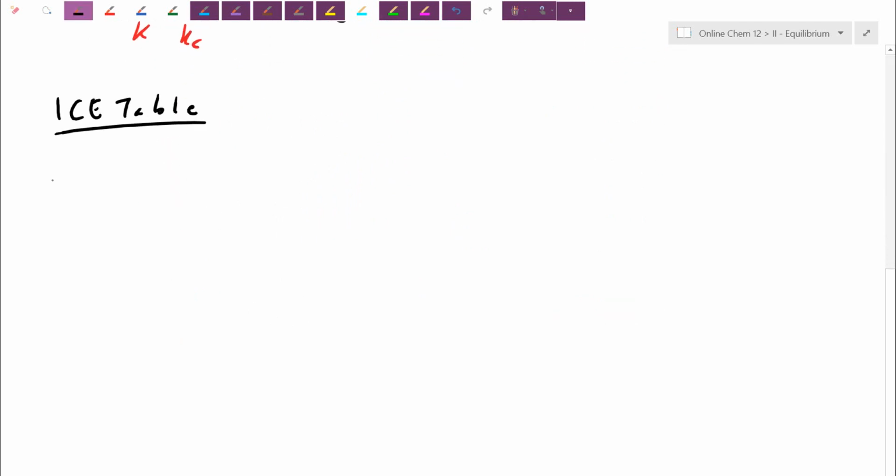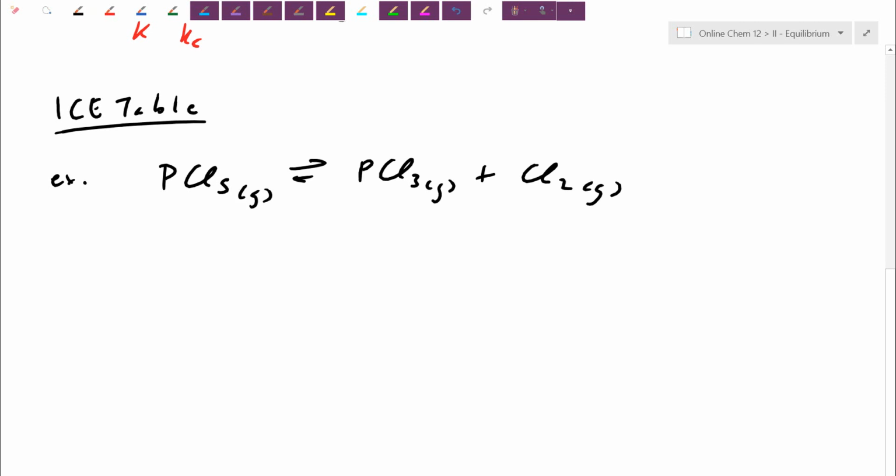Okay. So let's just do this by way of an example here. Let's start off with an equilibrium. PCl5 as a gas is in equilibrium with PCl3 as a gas and Cl2 as a gas.